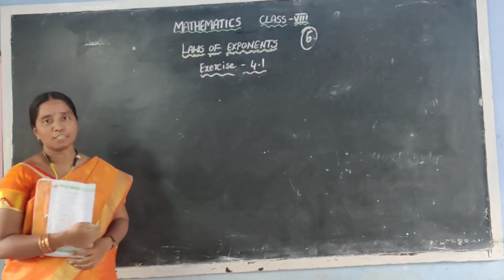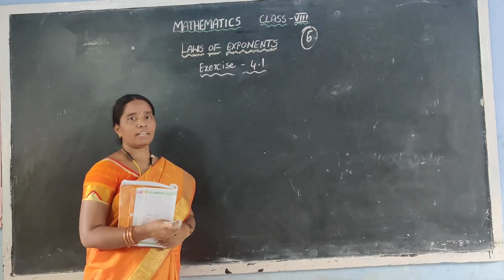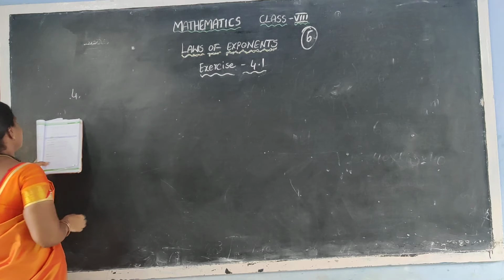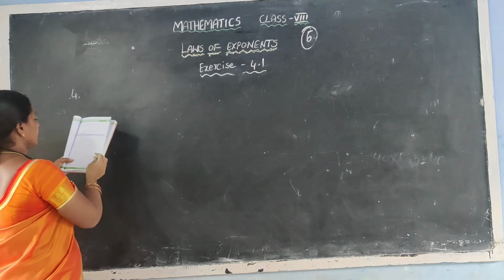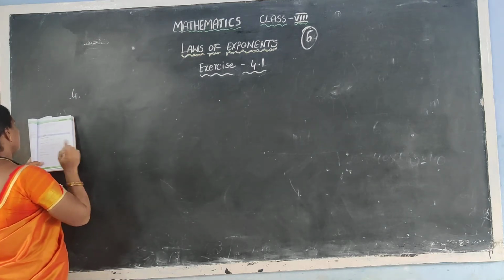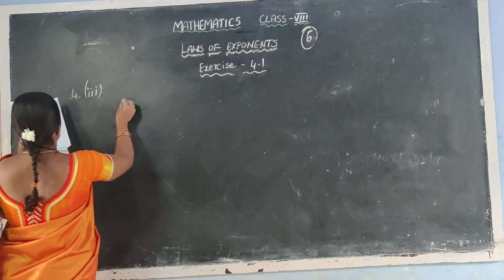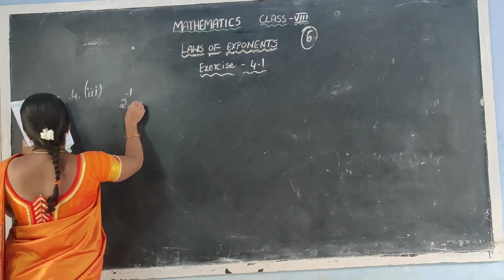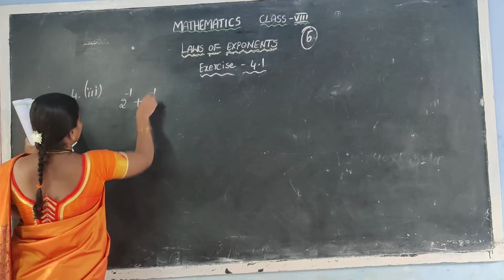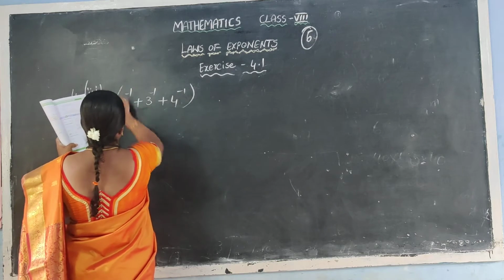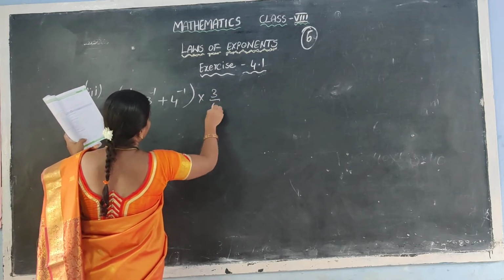Today we are going to continue with 4.1. So here we have the fourth sum. Simplify and give reasons. In this we completed two sums. Now the third sum in the fourth one: 2 power minus 1 plus 3 power minus 1 plus 4 power minus 1, into 3 by 4.